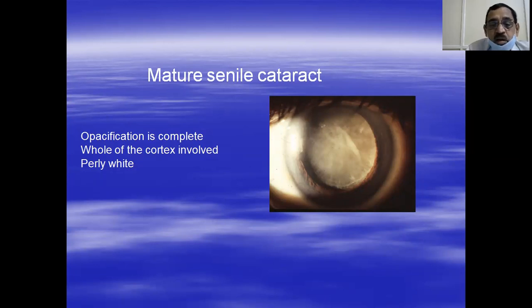And when you do a distant direct ophthalmoscopy, in immature senile cortical cataract, the opacity is seen against a red fundal glow. In mature and hypermature senile cortical cataracts, because the lenticular opacity is complete and occupying the pupillary region, you will not see any red fundal glow.